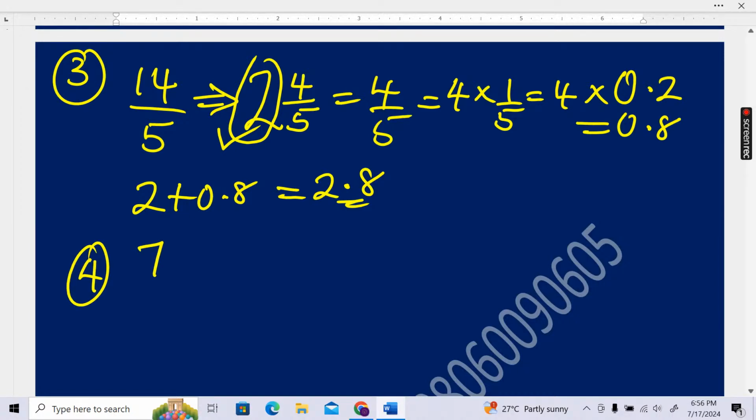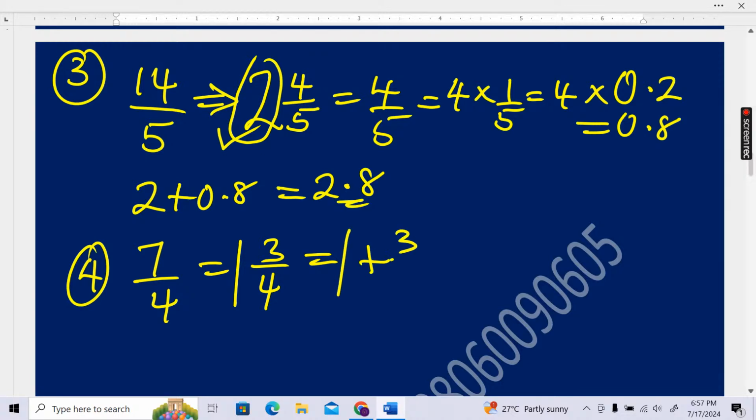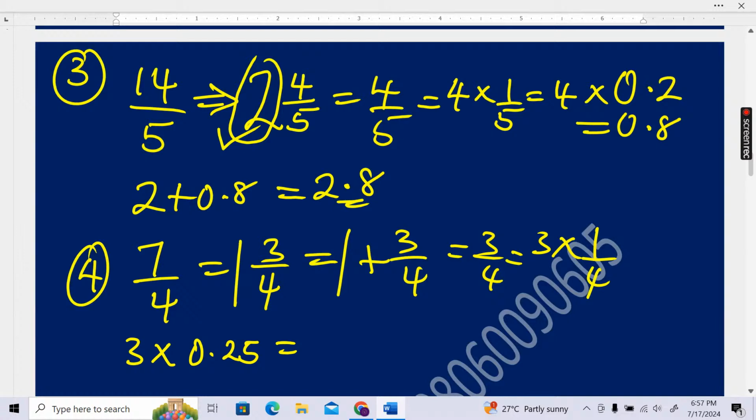Let's look at one more. What about 7 over 4? That will be one whole number 3 over 4, and that will be equal to 1 plus 3 over 4. Now, another way to write 3 over 4 is 3 times 1 quarter. So what is 1 quarter? 1 quarter is 0.25. So we have 0.25 times 3. What is 0.25 times 3? The answer will be 0.75.